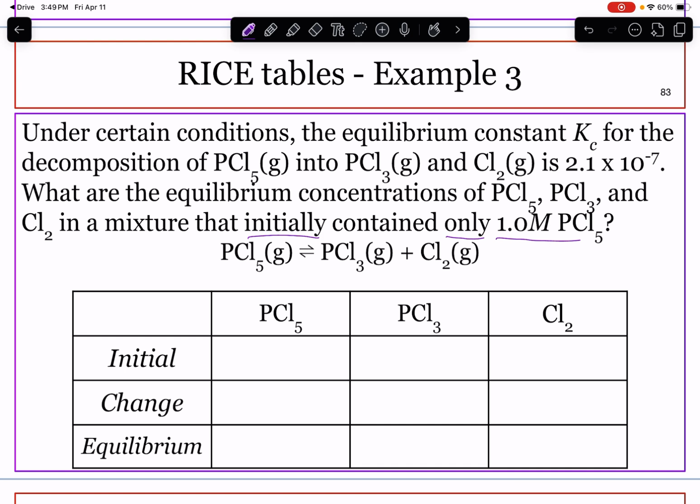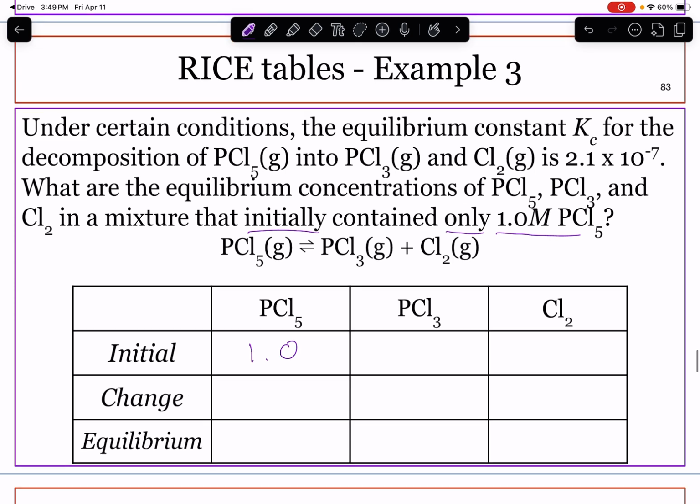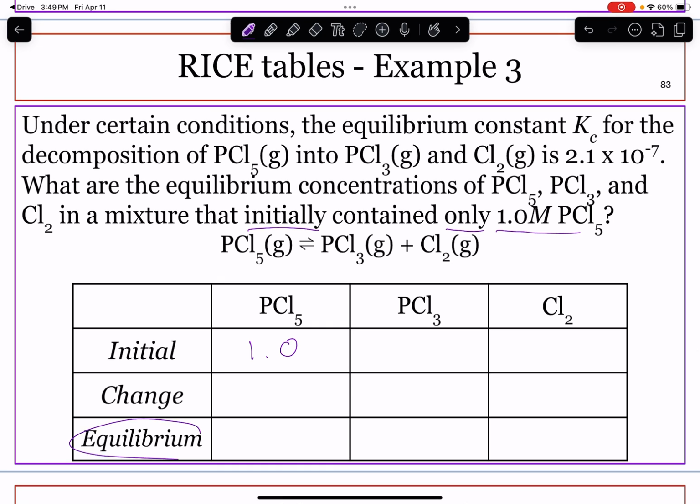Initially, we only have this value of PCl5. In order to solve for the equilibrium values, that's this row of the Rice table, that last E row. We have 1 initially of PCl5. We have 0 of the products because it said only. The mixture initially contains only this reactant, PCl5. Pause and see if you can fill in the change row and the equilibrium row.